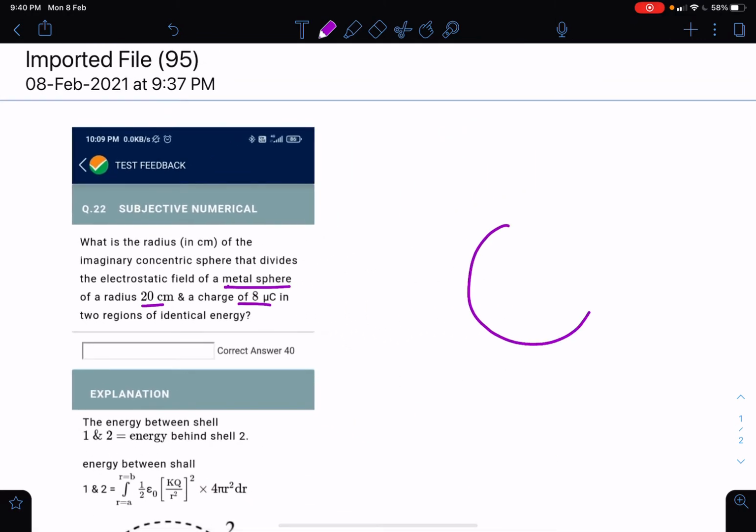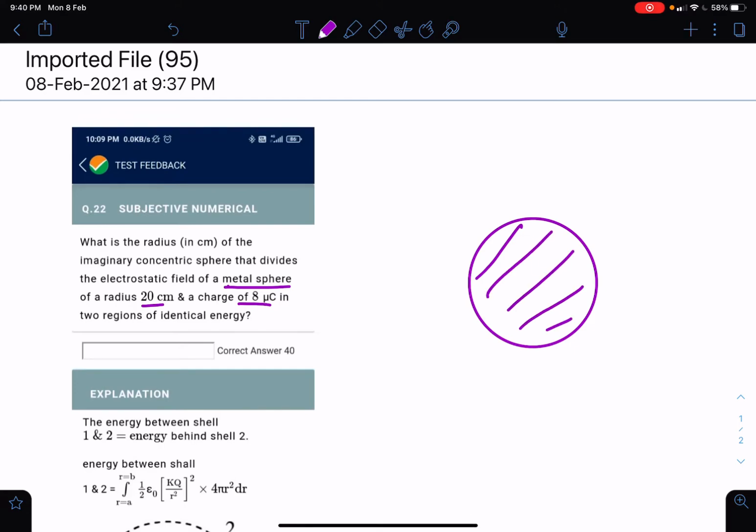So if we assume that there is a metallic sphere here, whatever charge is given to this metallic sphere, this q, which is 8 microcoulomb, will be spread over the outer surface. And we know that inside the metallic sphere, the electric field is 0. Now this charge q on the outer surface has self energy. The funda is that the self energy of this charge arrangement is stored in the form of energy in the electric field of it.